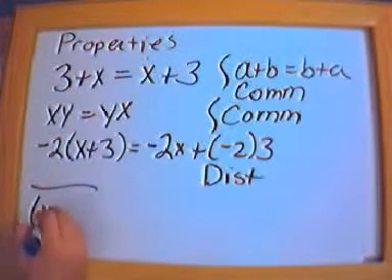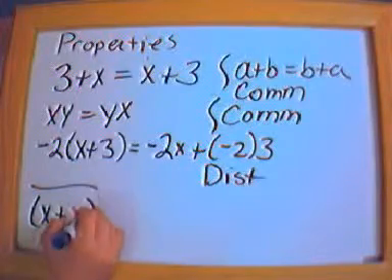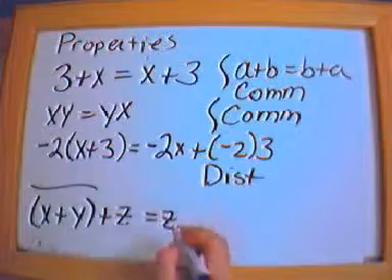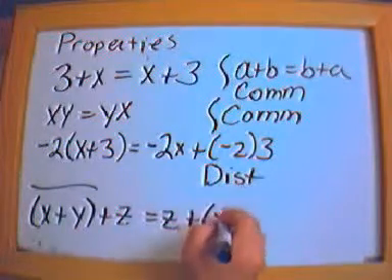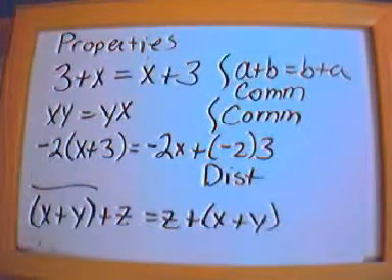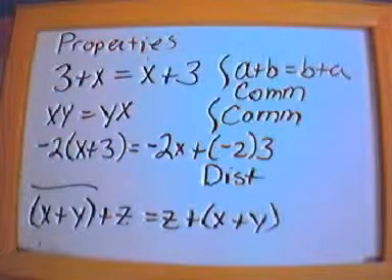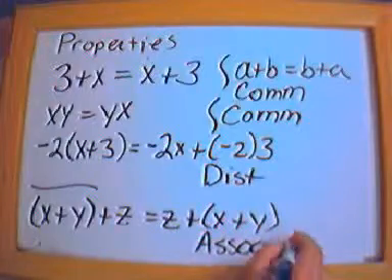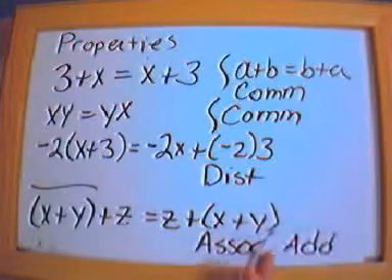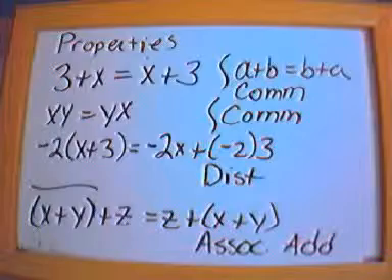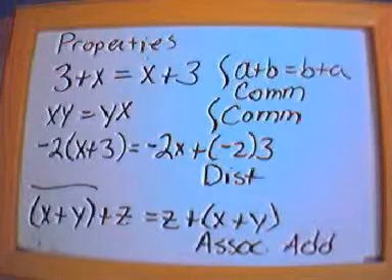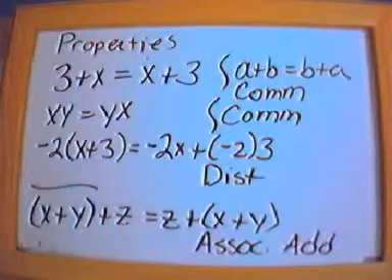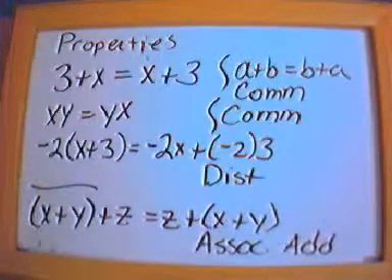What if I have (x plus y) plus z equals z plus (x plus y)? Well, this is going to be the associative property of addition. Associative means you can flip the order around when in groups of 3 like this, and in addition, and you get the same answer. In multiplication, it works the same way.